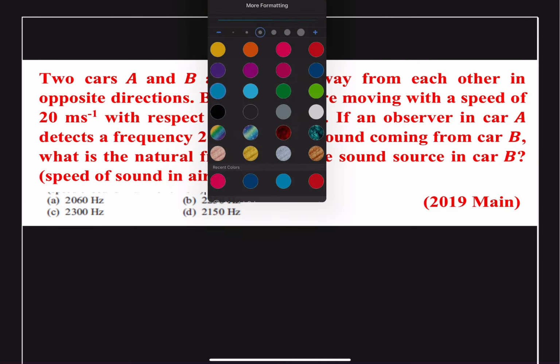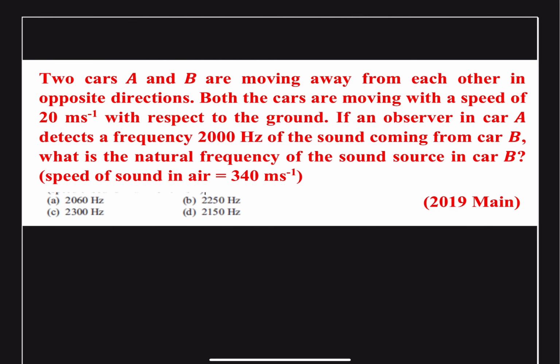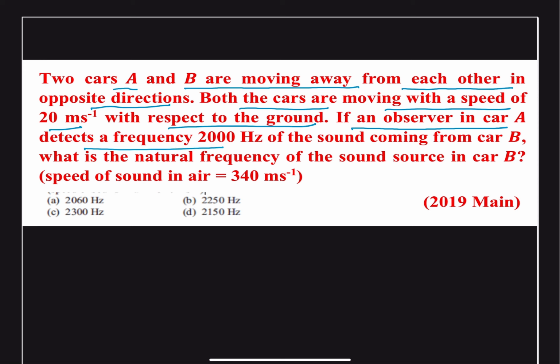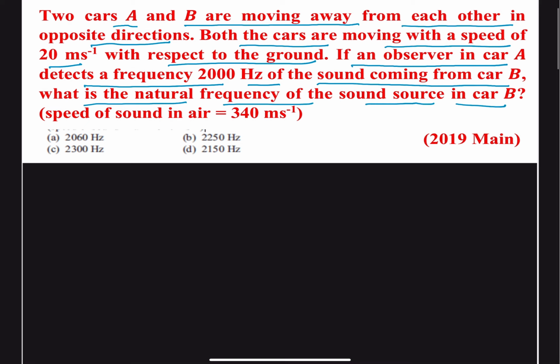In today's question, two cars A and B are moving away from each other in opposite directions. Both cars are moving with a speed of 20 meters per second with respect to ground. If an observer in car A detects a frequency 2000 Hz of the sound coming from car B, what is the natural frequency of the sound source in the car B? The speed of the sound in the air is given as 340 meters per second.